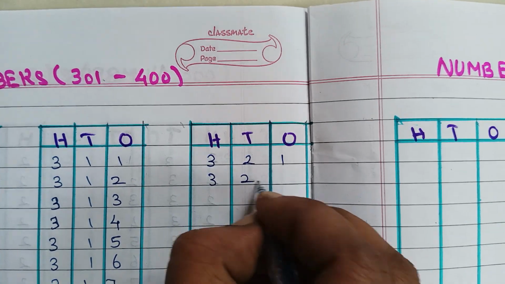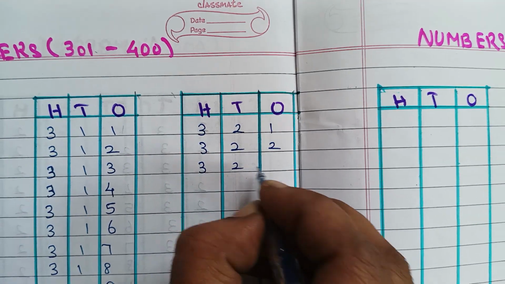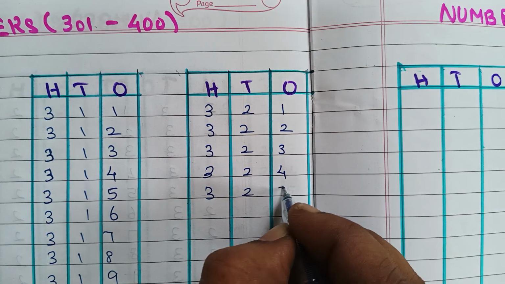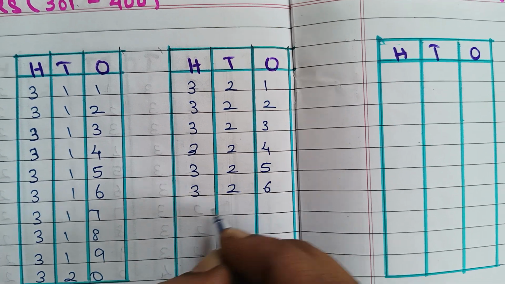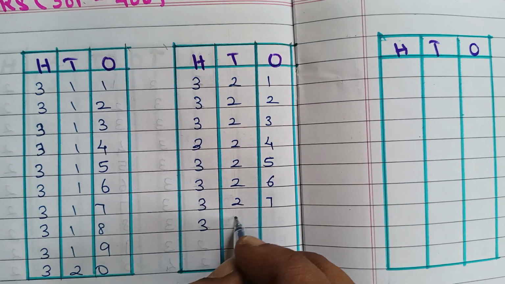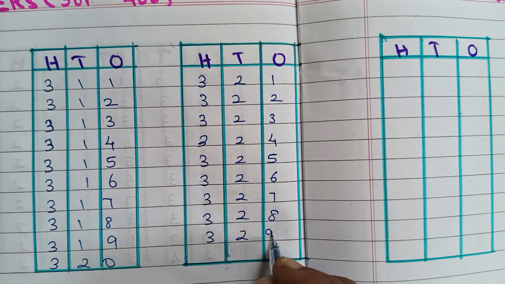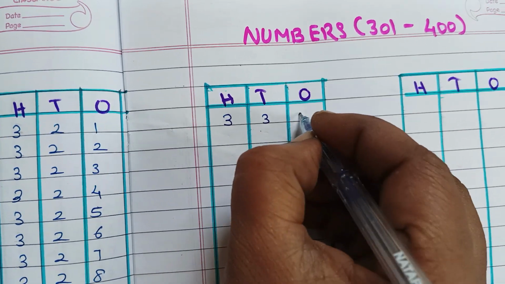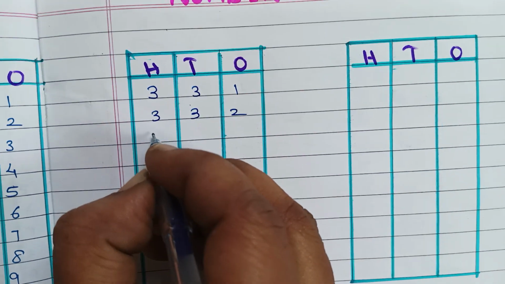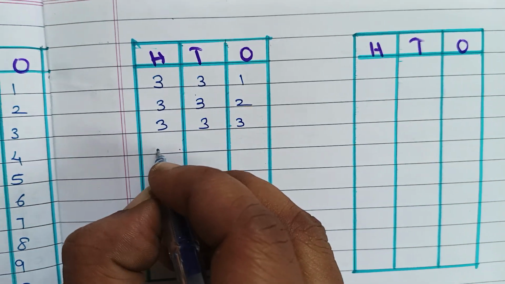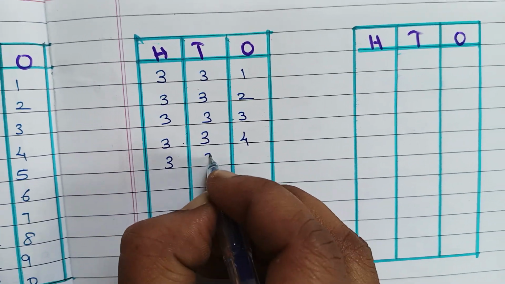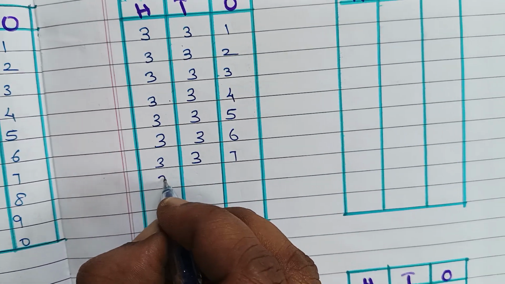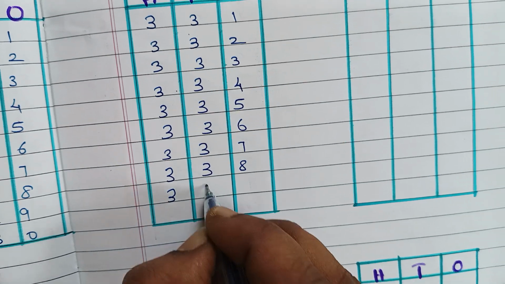321, 322, 323, 324, 325, 326, 327, 328, 329, 330, 331, 332, 333, 334, 335, 336, 337, 338, 339.